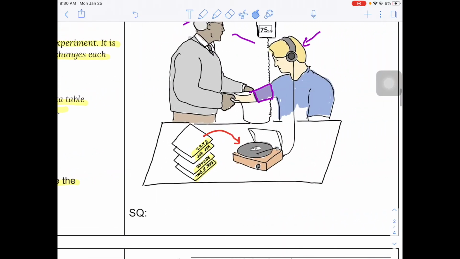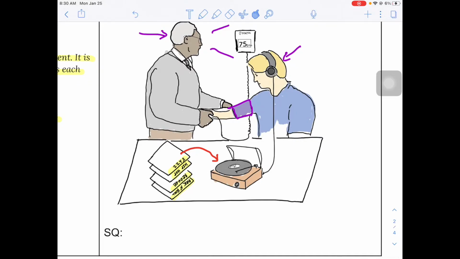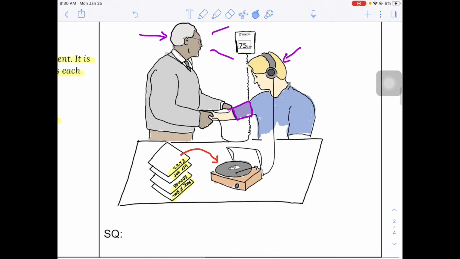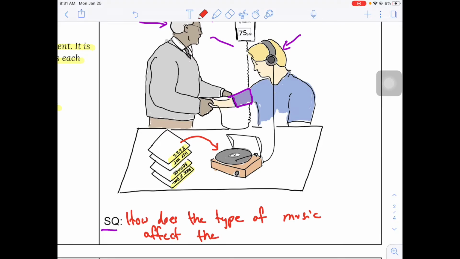So take a moment here. If the experimenter is changing the type of music, and that's the independent variable, what's the dependent variable? And can you put it into a scientific question for me in the sentence frame, how does blank affect blank? Can you do that? Awesome. So if you did this correctly, then you have something like, how does the type of music affect the heart rate?